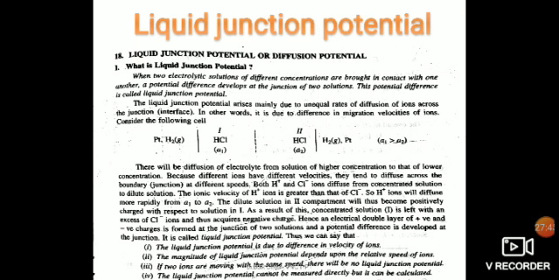Thus, we can say that the liquid junction potential is due to the difference in velocity of ions. The magnitude of liquid junction potential depends upon the relative speed of the ions. If two ions are moving with the same speed, there will be no liquid junction potential. The liquid junction potential cannot be measured directly, but it can be calculated.